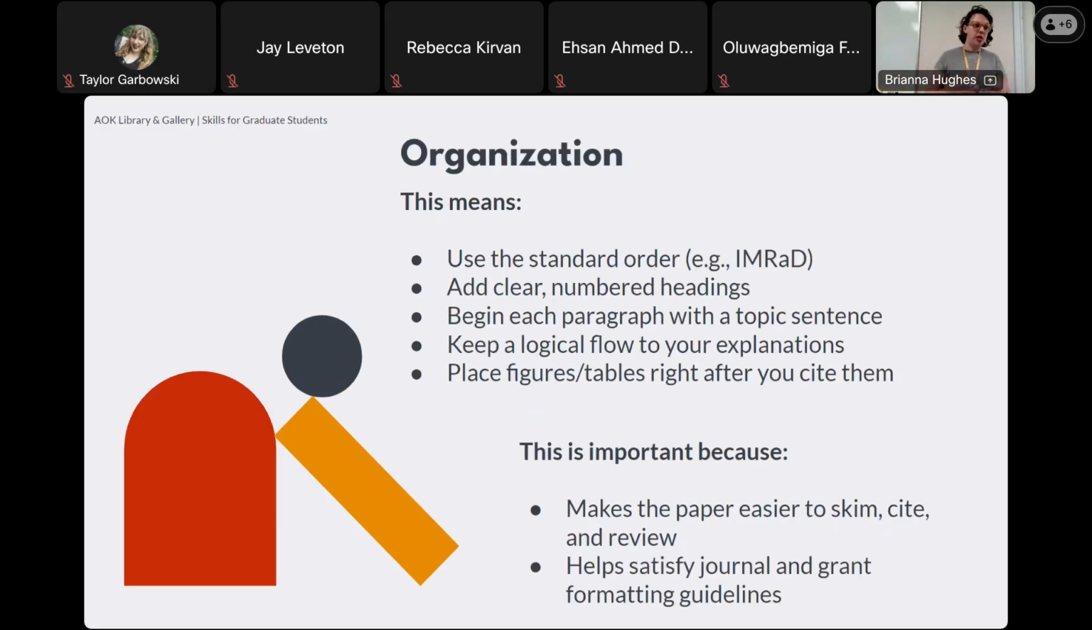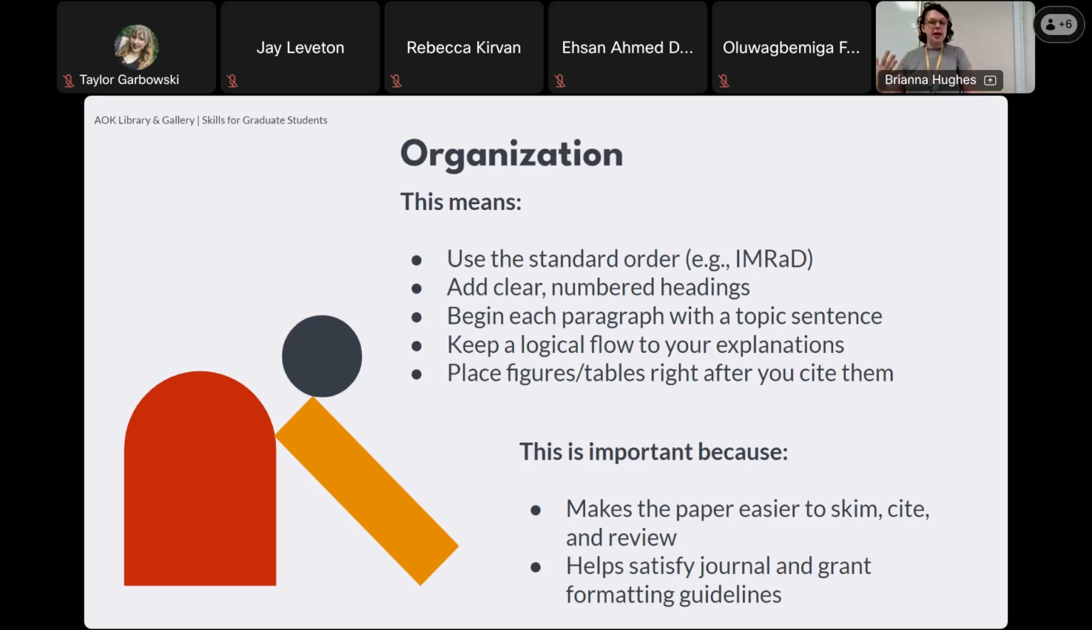Organization, this is really important. So when we think about a piece of technical writing, it needs to be organized. This might mean using a format or a standard order of sections. IMRAD is a common acronym that we're going to get into in just a minute. Making sure that you're using clear and numbered headings.